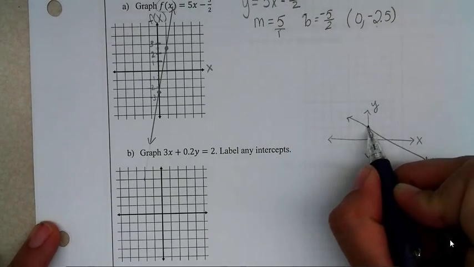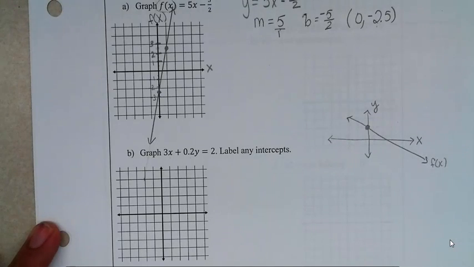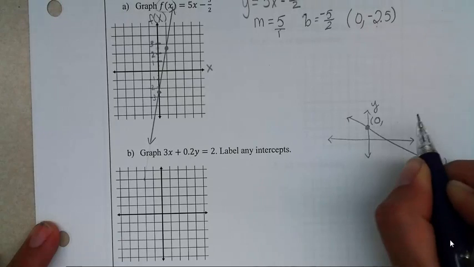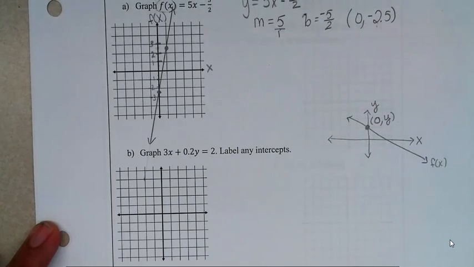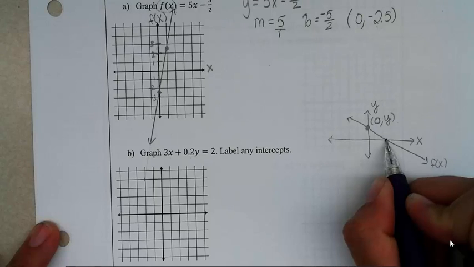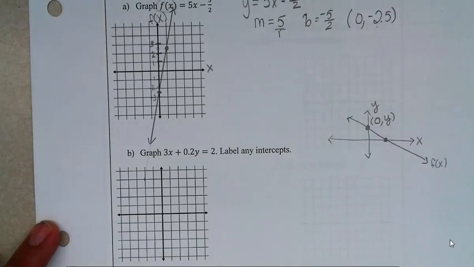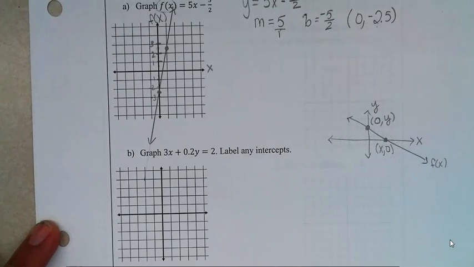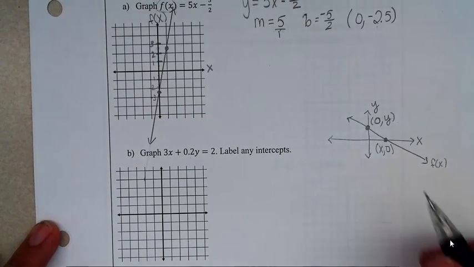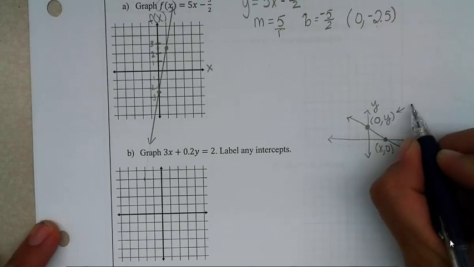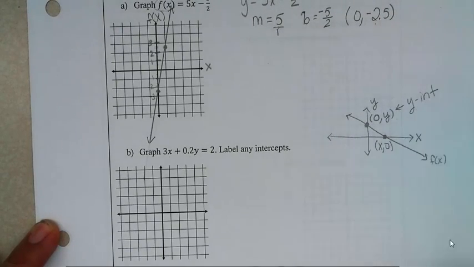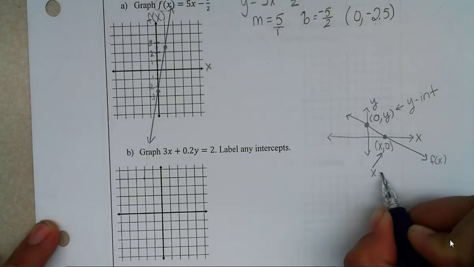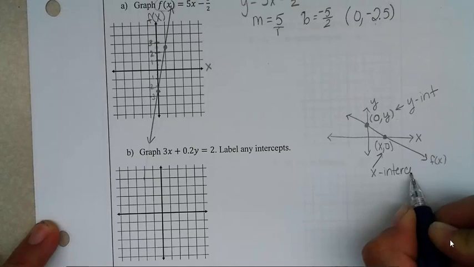My y-intercept is what crosses the y-axis. And as we said, it's usually going to have a 0 for an x and some y value. And then my x-intercept is what crosses the x-axis. Now, it's always going to have an x value, but 0 for the y value. So this here is known as the y-intercept, and this value here is known as the x-intercept because they intercept those axes.